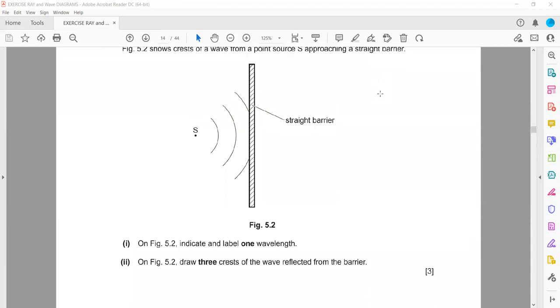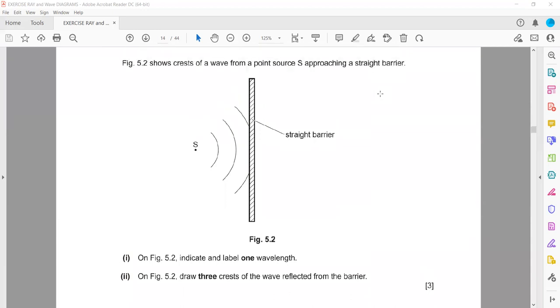Figure 5.2 shows a crest from a point source approaching a straight barrier. On the figure, indicate and label one wavelength. Wavelength is the distance between two successive crests, or the distance between two successive wavefronts is also known as wavelength. So that is lambda. On figure 5.2, draw 3 crests. So when the wavefronts strike, this will be reflected, which we have to draw. So when it bounces back, these are the 3 reflected wavefronts.